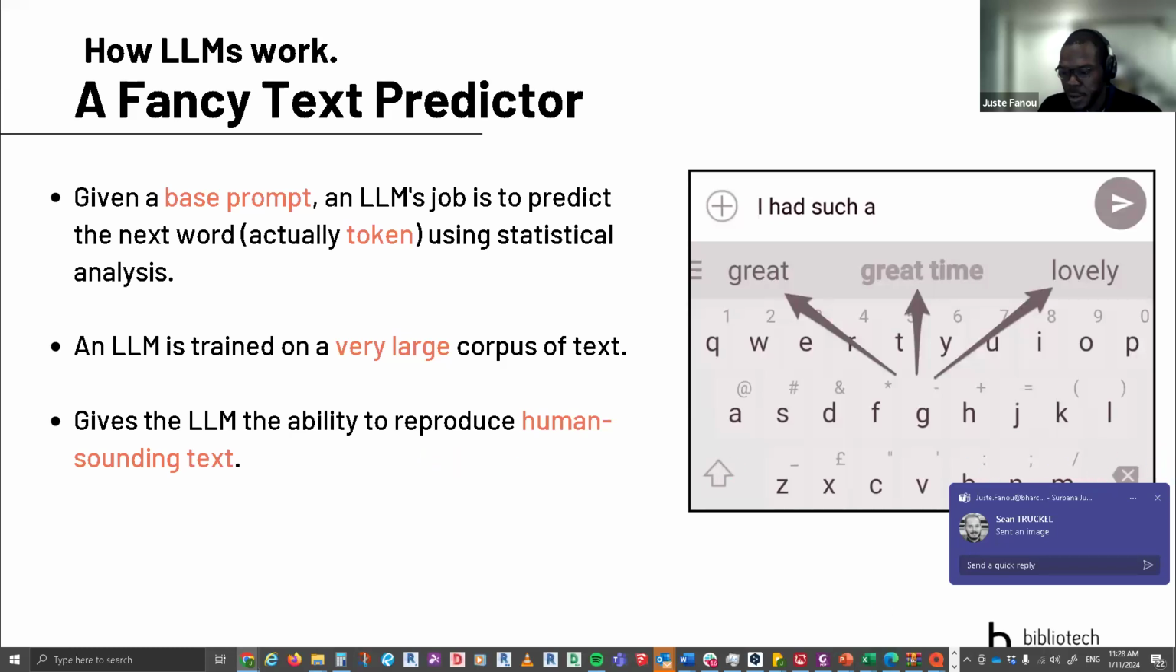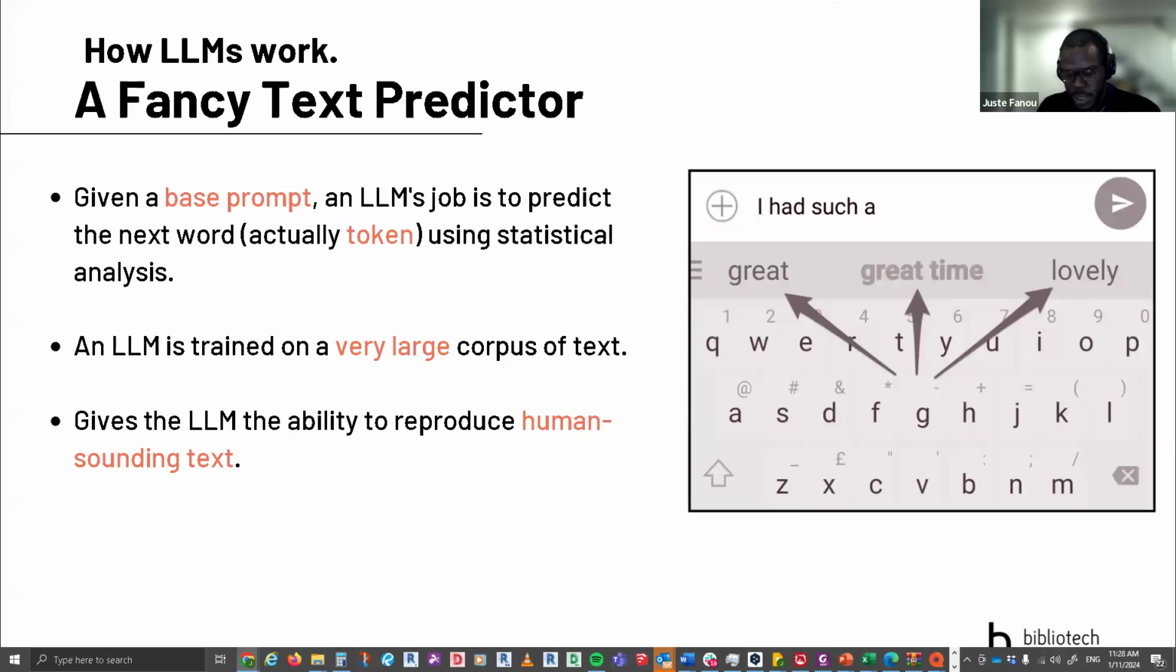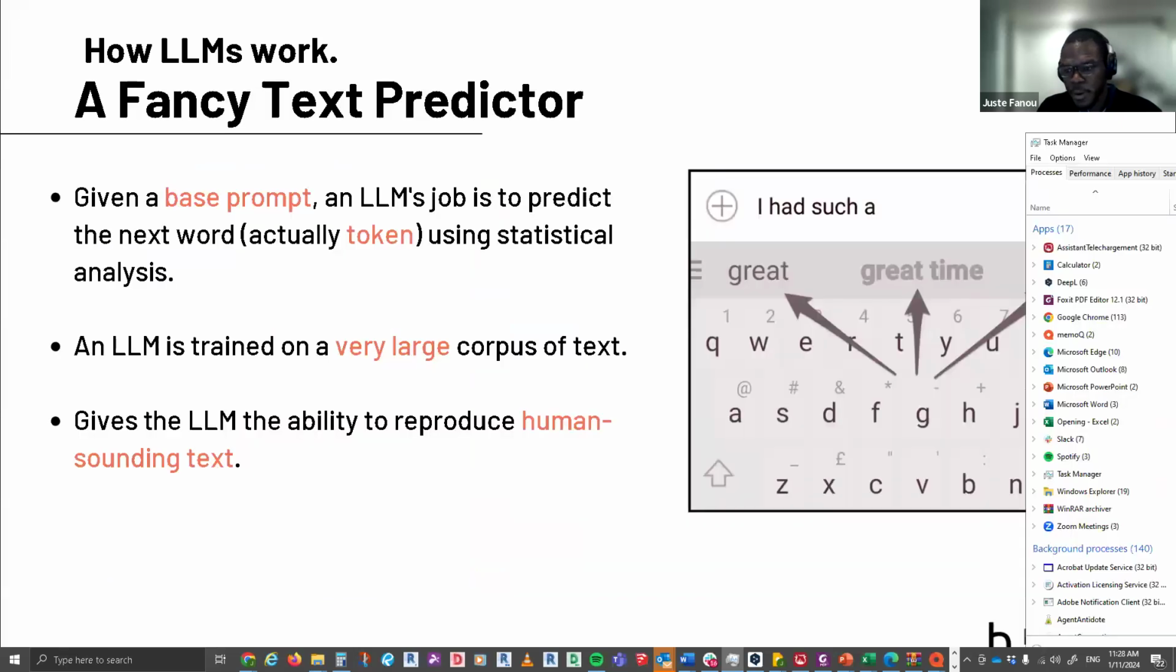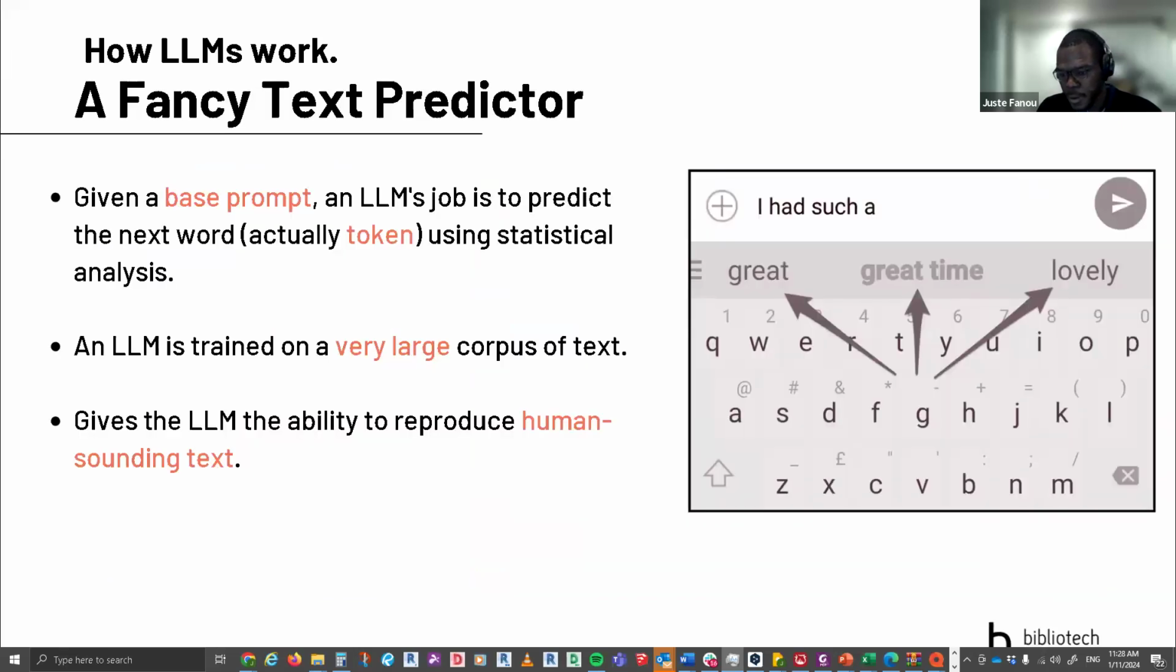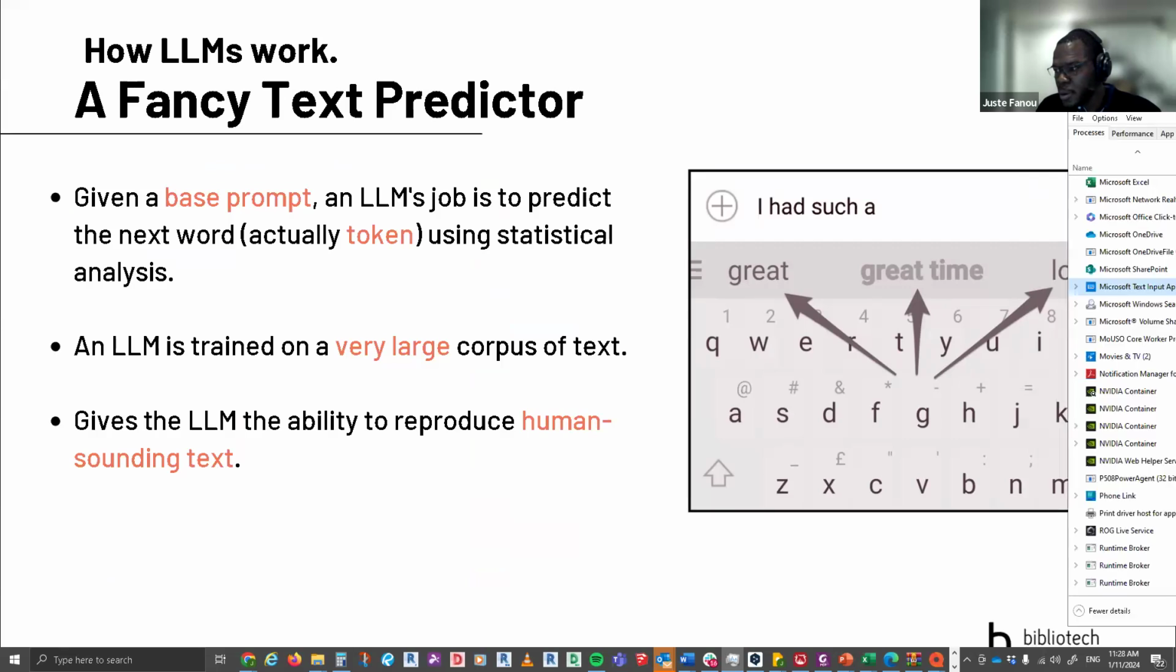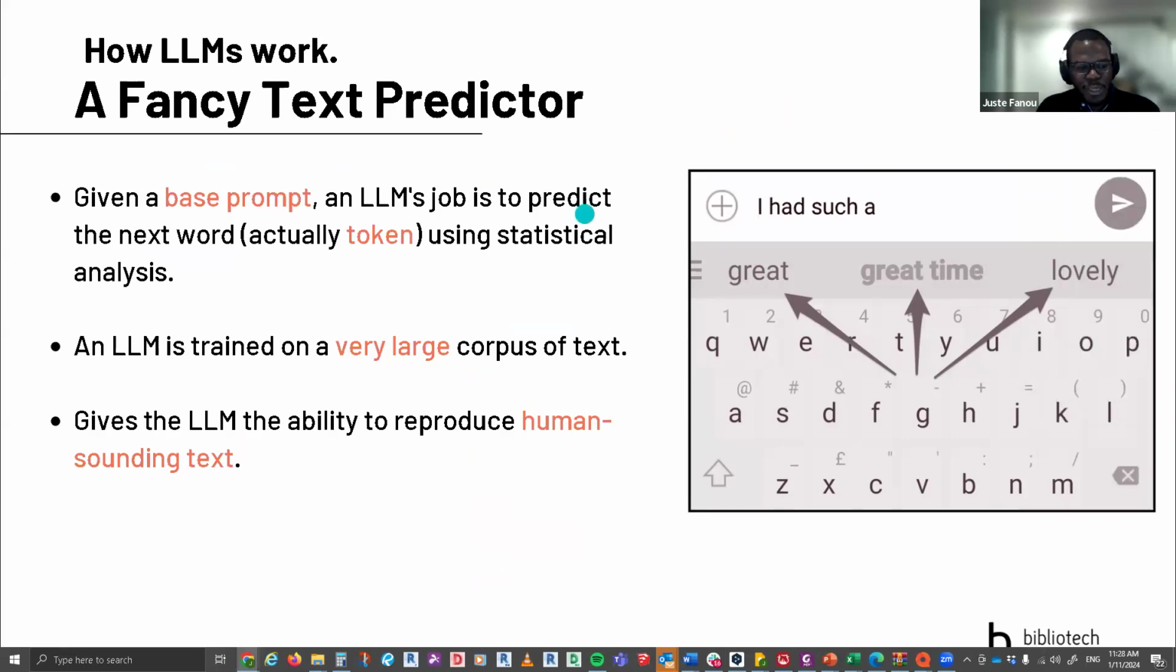Sorry, guys, I'm just going to shut all my Teams so that this doesn't come up again. Apologies for that. Okay, I shouldn't get any more messages. Okay, let's keep going.